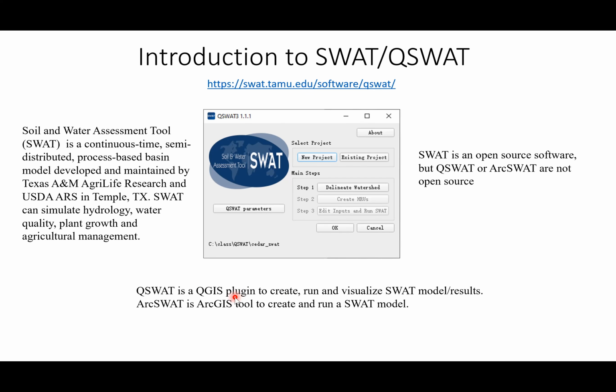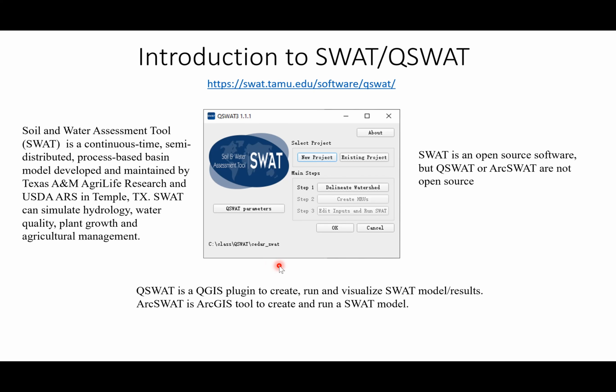QSWAT is a QGIS plugin to create, run, and visualize SWAT model results. And ArcSWAT is an ArcGIS tool to create and run a SWAT model. SWAT is open source software, which means that you can get access to its source code, but QSWAT or ArcSWAT are available in the public domain for free, but you do not have access to the source code for those plugins. This is how the interface looks in QGIS.